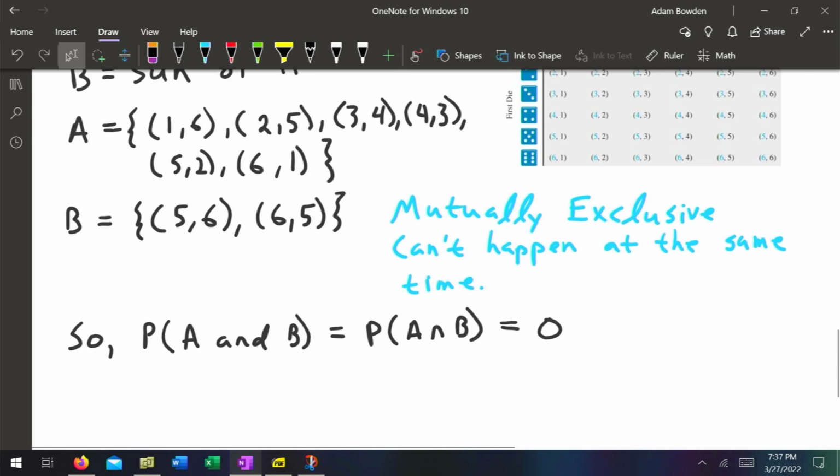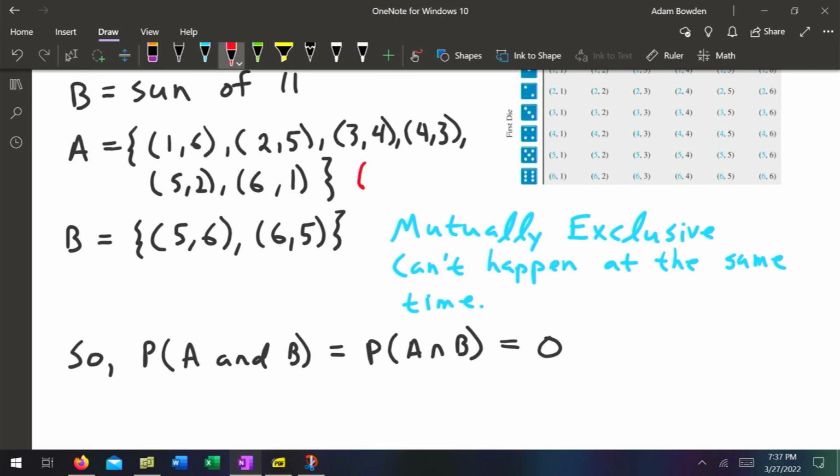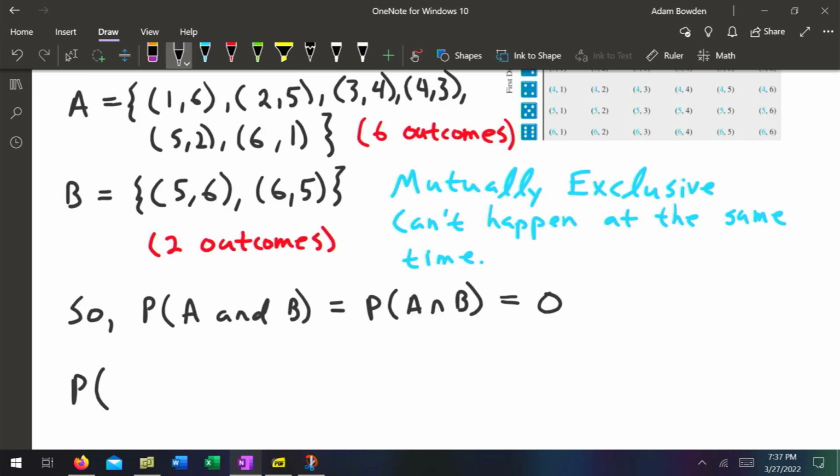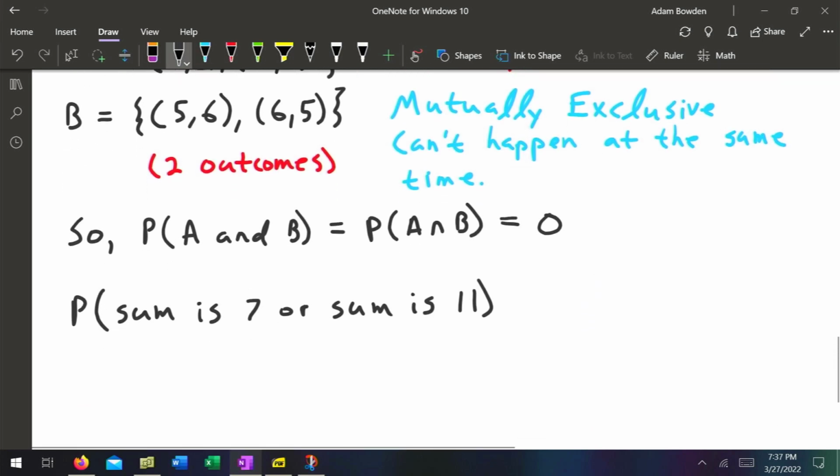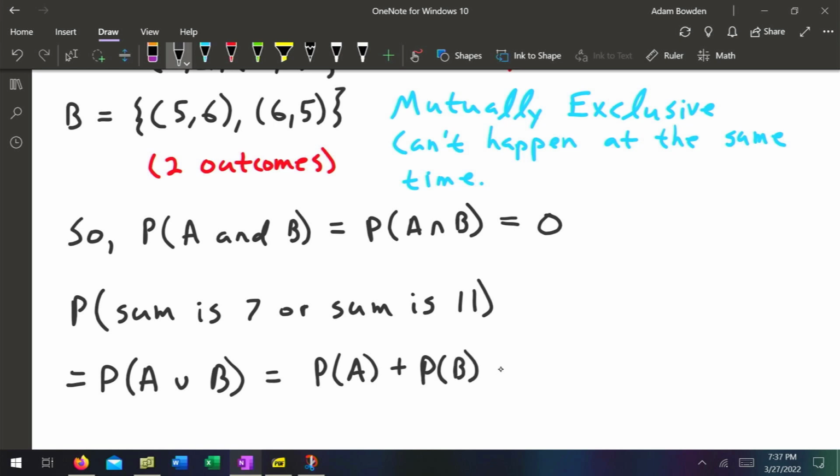So what does that help us do? Well, let's go up here to the number of outcomes. So again, we have 6 outcomes and 2 outcomes. And that'll help us do the probability where the sum is 7 or the sum is 11. Okay, and that'll be the same as the probability of A union B, which by our new formula is the probability of A plus the probability of B minus the probability of A intersect B.